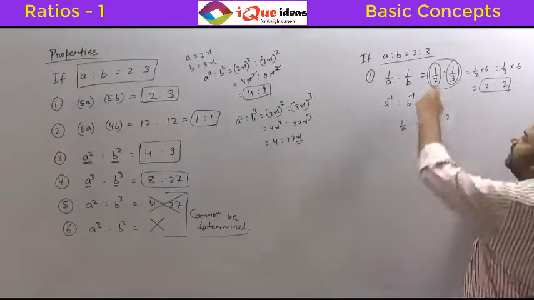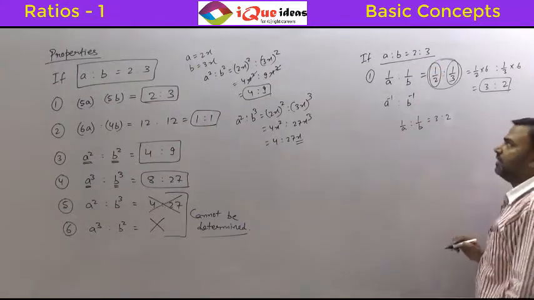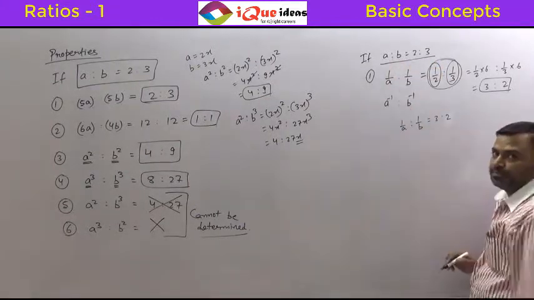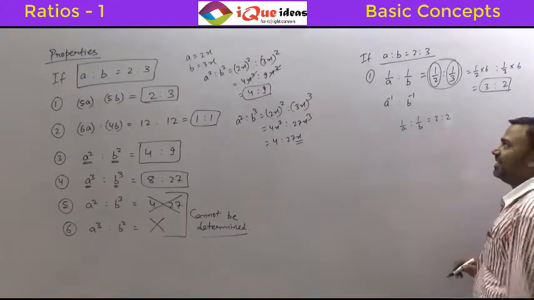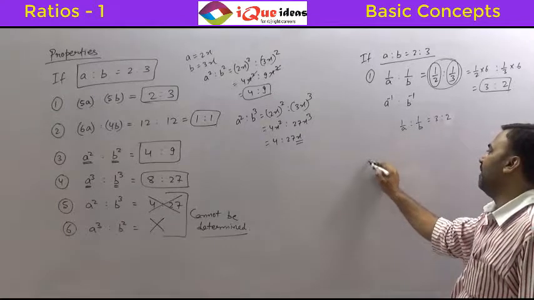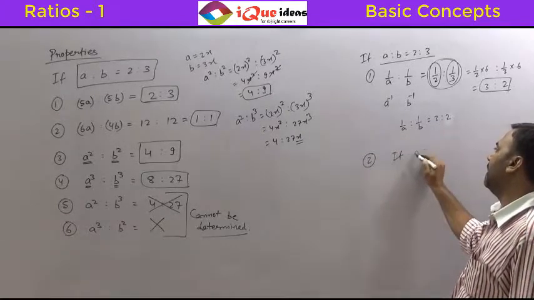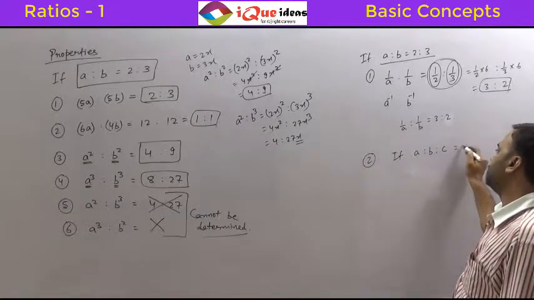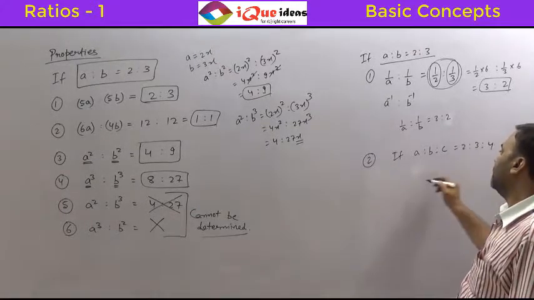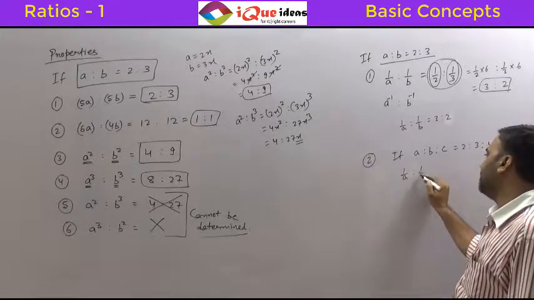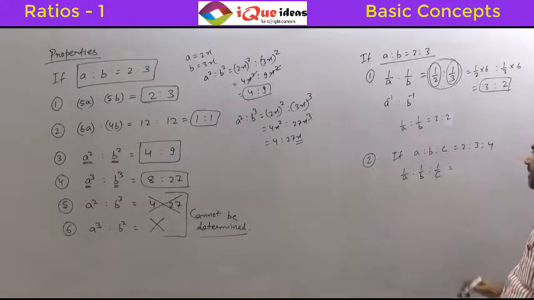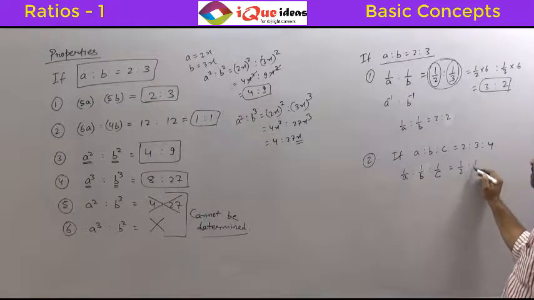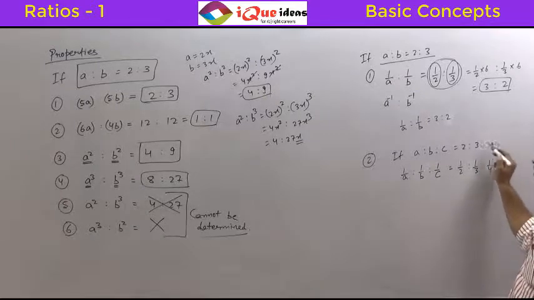Now some people can say, we could have directly written. Yes, we could have written, but only in case of 2 items. Right? In case of 2 values. If there are 3 values, then you cannot just reverse the order. Let's take an example. If we have A is to B is to C as 2 is to 3 is to 4, then what will be 1 by A is to 1 by B is to 1 by C? That will be 1 by 2 is to 1 by 3 is to 1 by 4. It will not be 4 is to 3 is to 2.